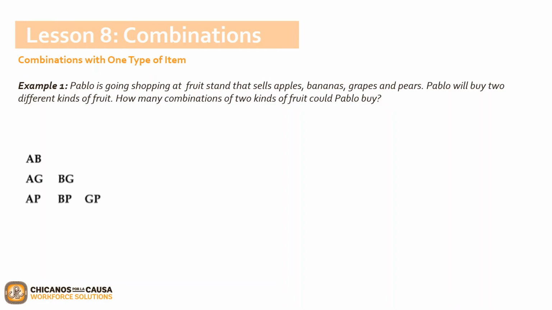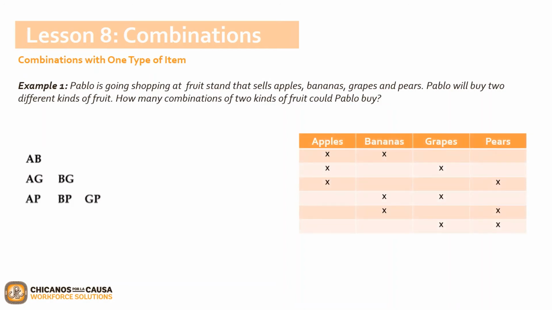So, we're going to represent each of these fruits by using letters. A obviously is for apple, B for banana, G for grapes, and P for pears. So if we want to determine how many different combinations we can utilize, we can actually look at just one type of fruit and then create a table.